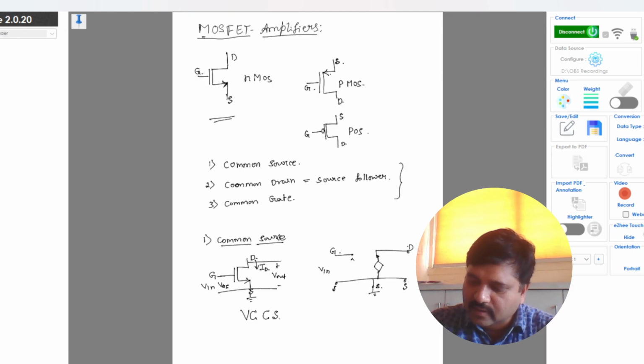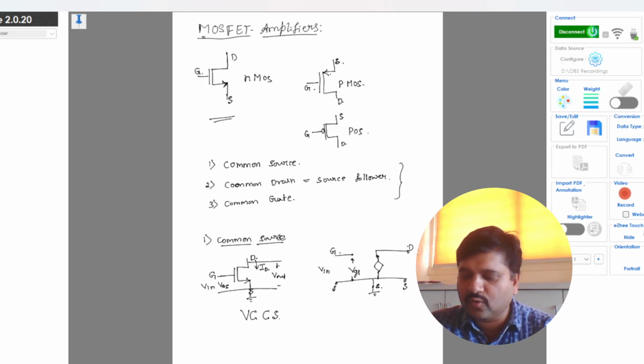The input to the transistor is VGS, which is represented as an open circuit at the input side, representing that the input impedance of the MOSFET is very high, such that the gate current IG is almost equal to 0. Theoretically it is equal to 0. The output current is given by gm into VGS.